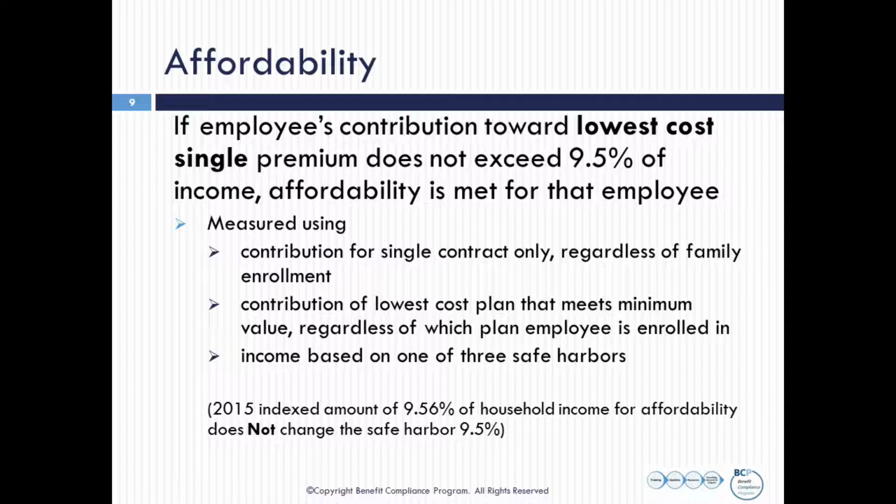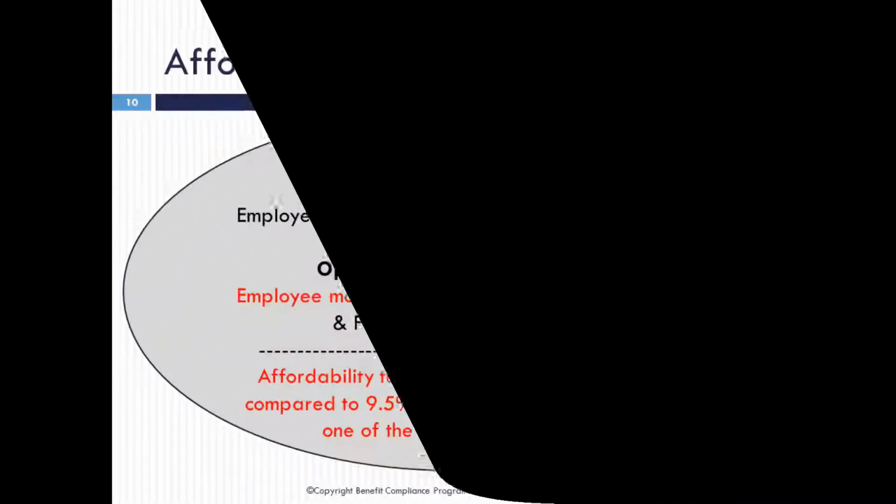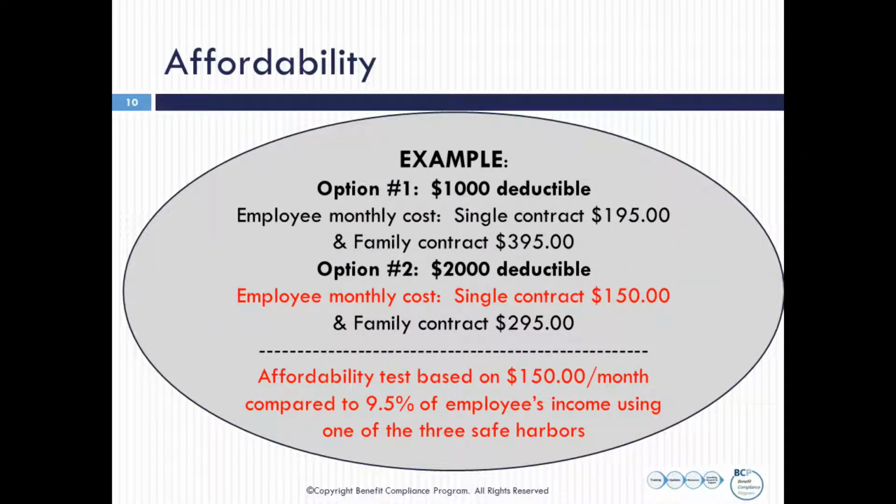You may have read that the percentage for 2015 has increased to 9.56. This is an indexed amount, and that is, in fact, a new percentage, and that would be of household income. However, the safe harbors piece of the regulations are separate from that, and those did not change. So you will need to continue with the 9.5% in your calculations. Now, I won't go through this slide, but just so that you can view this later if you want.